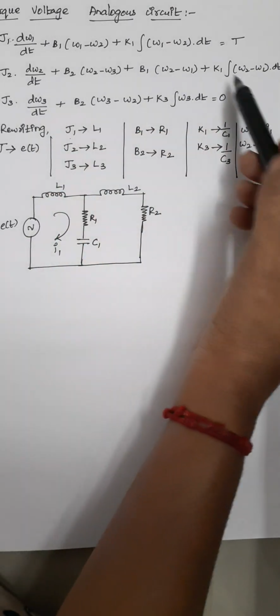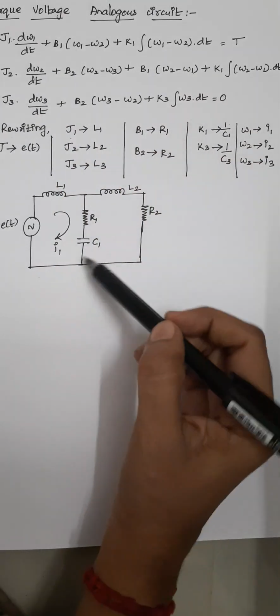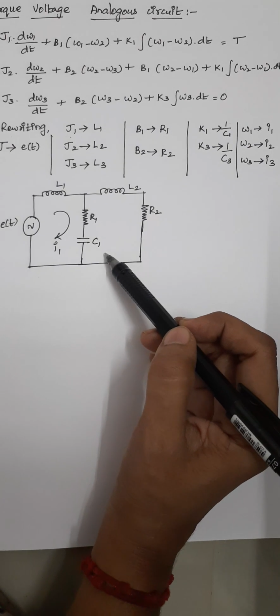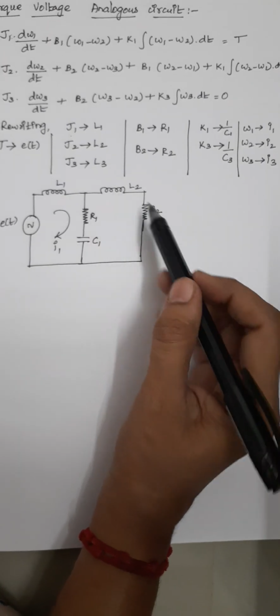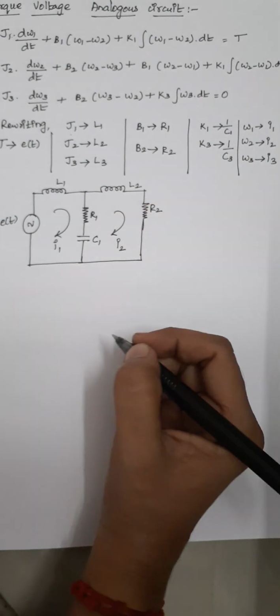Again this expression consists of 4 parts, and here our loop consists of 4 elements. Just count 1, 2, 3, 4. And let the current flowing through this loop 2 be I2.